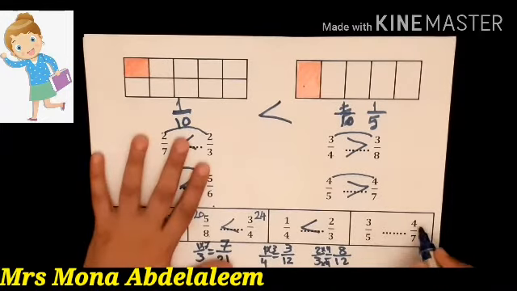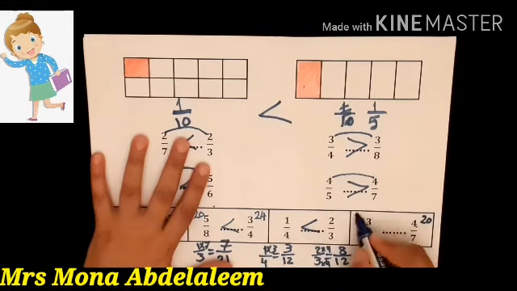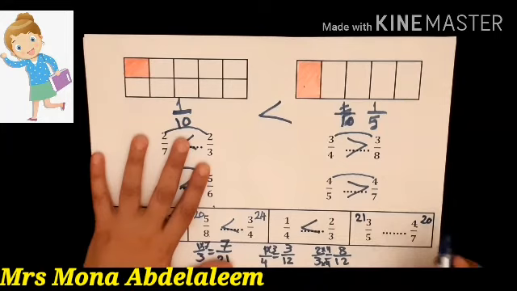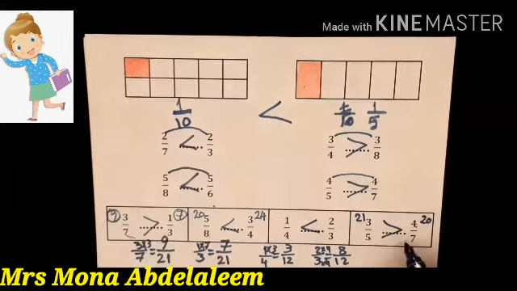3 over 5, 4 over 7. Cross multiplication. 5 multiply 4 from down to up, 20. 7 multiply 3, 21. Which is greater? 21. So 3 over 5 is greater than 4 over 7.